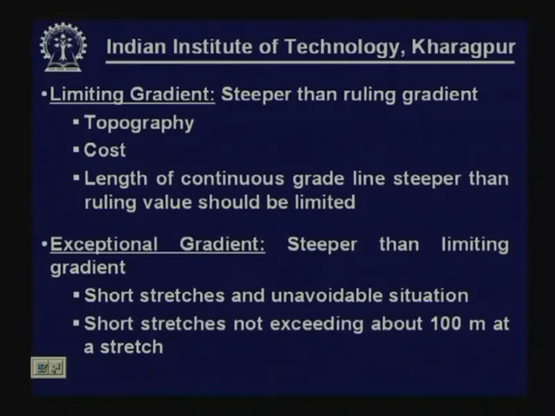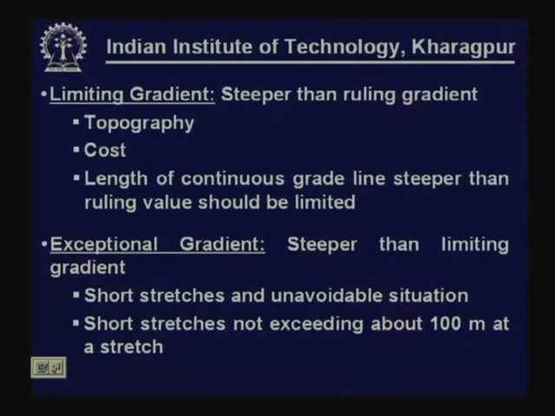gradient, but maybe with an increase in cost, which is substantial, and it may not be economical to try to achieve that. So, depending on the topography and also considering the cost, there is another upper limit where acceptable gradients are a bit steeper than the ruling gradient, and that is what we call limiting gradient. Now, since limiting gradient is steeper than ruling gradient, the length of continuous grade line steeper than ruling value should be limited.